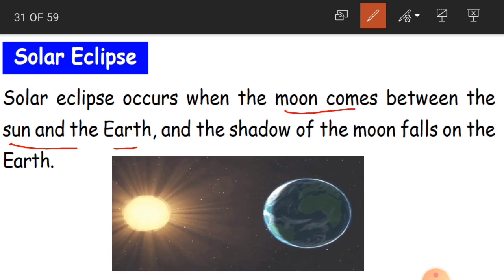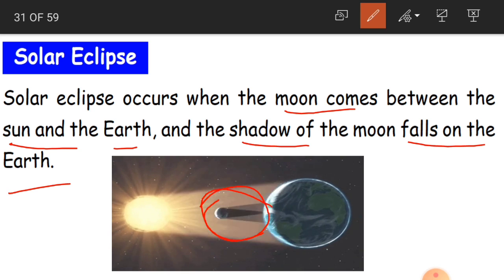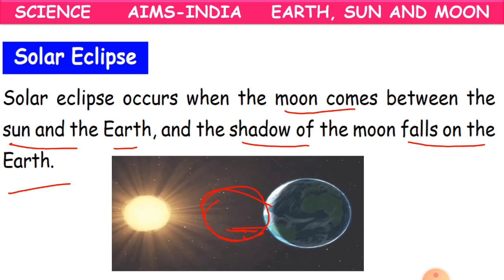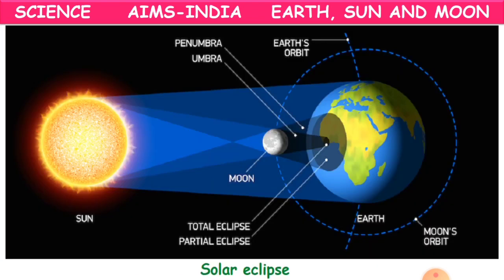See here, the moon comes between the sun and the earth, and the shadow of the moon falls on the earth. Are you able to see here? See here how the shadow of the moon is falling on the earth in this black color. Okay, see, once again you try to observe. Clear children? So this is when the solar eclipse is going to occur.